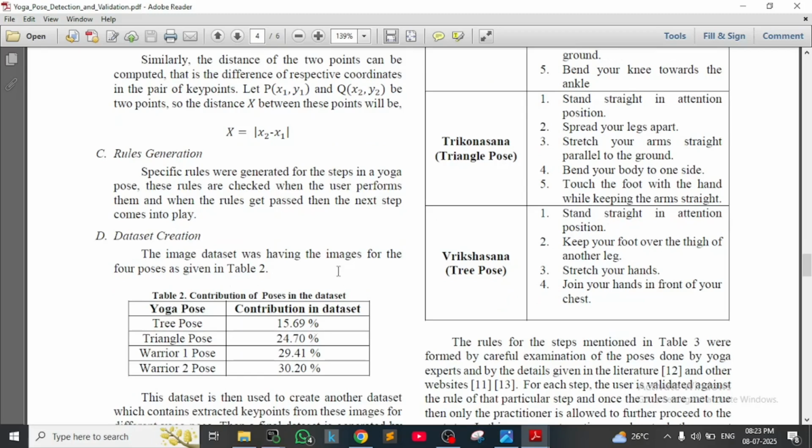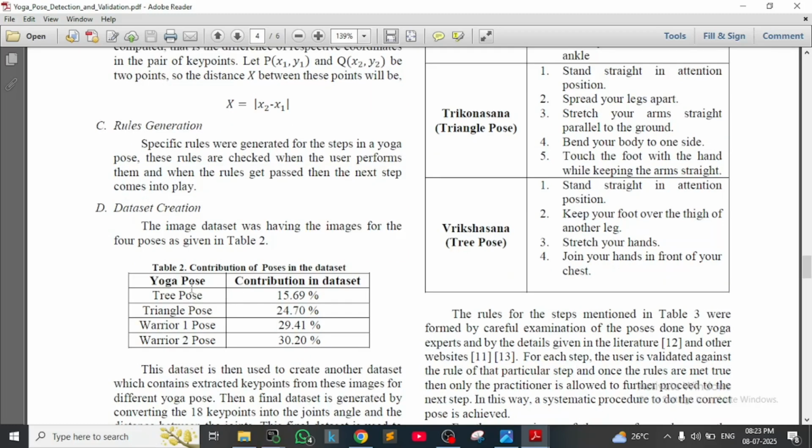In this research paper, the contribution of poses in the dataset: Tree pose contains 15.69%, triangle pose contains 24.7%, Warrior 1 pose contains 29.41%, Warrior 2 pose 30.20%.